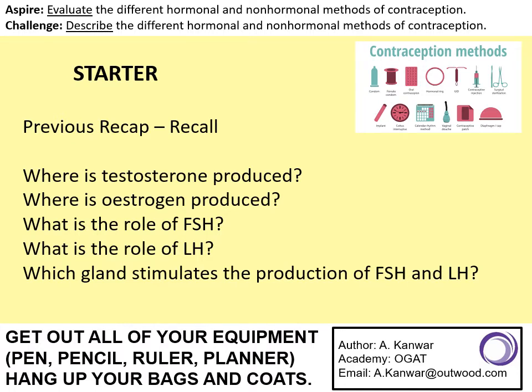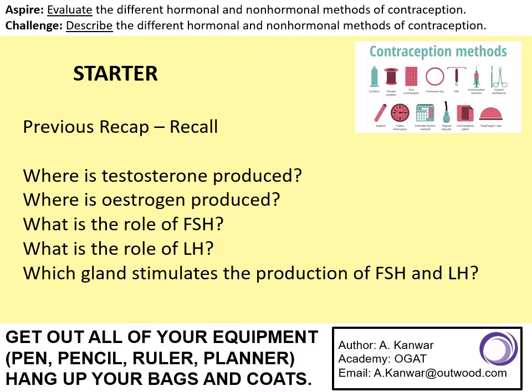What are the effects of testosterone? Sperm production, muscle growth. What are the effects of estrogen? Well, it has a couple of effects. It inhibits FSH. And it also causes the thickening of the lining of the womb. Okay, so there are your answers. That's a recap of previous learning.